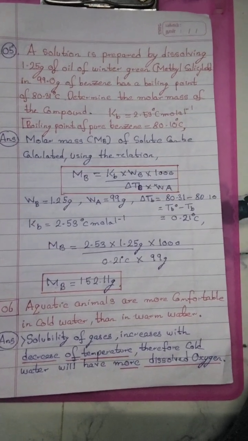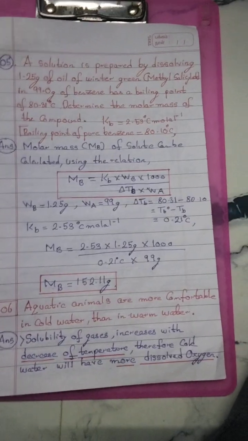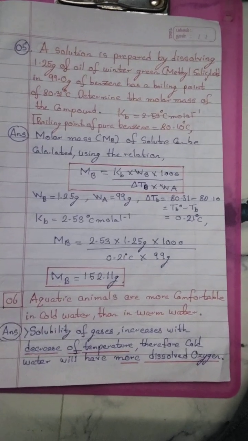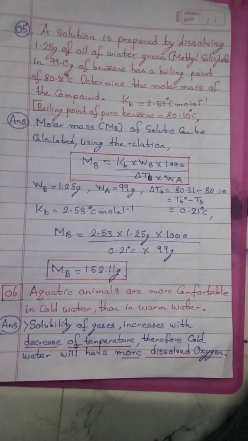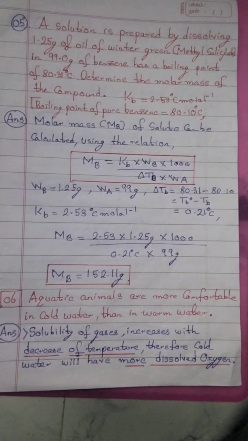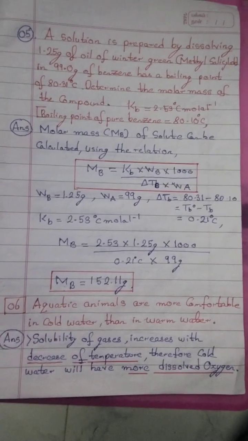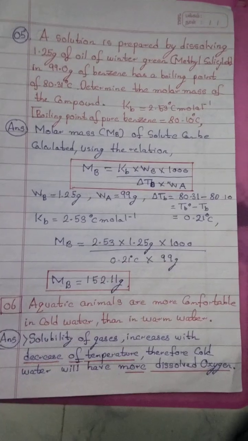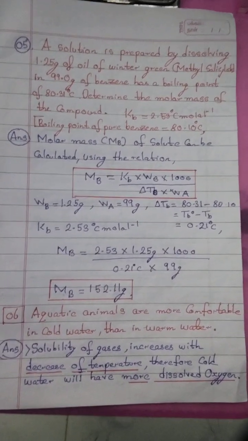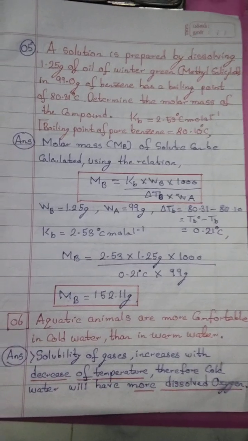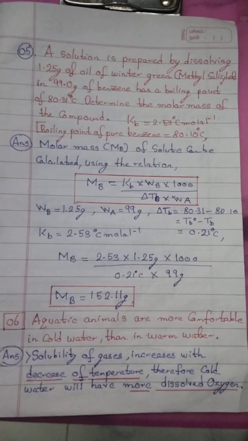1.25 gram. Wa, the mass of the solvent, is 99 gram. Delta Tb, the elevation of boiling point on addition of a solute, is 80.31 minus 80.10, which can also be represented as Tb minus Tb naught, equal to 0.21 degrees Celsius. Kb, the ebullioscopic constant, is 2.53 degrees Celsius molar inverse.